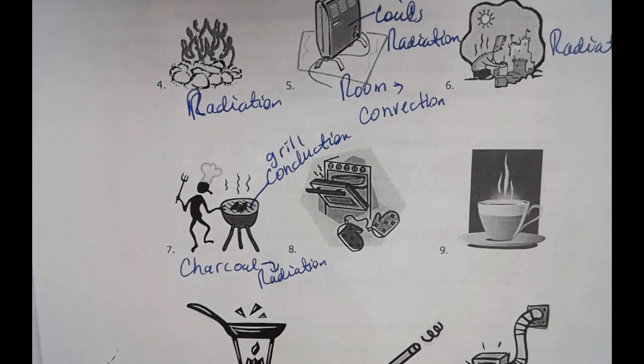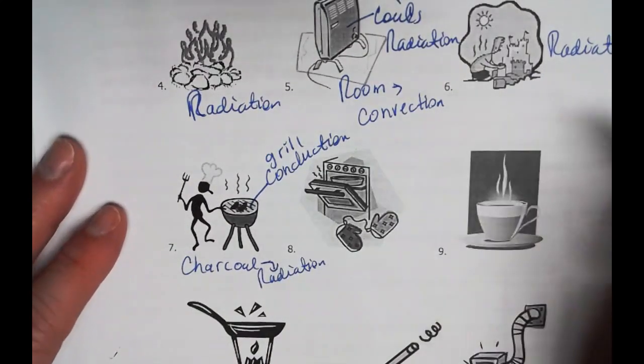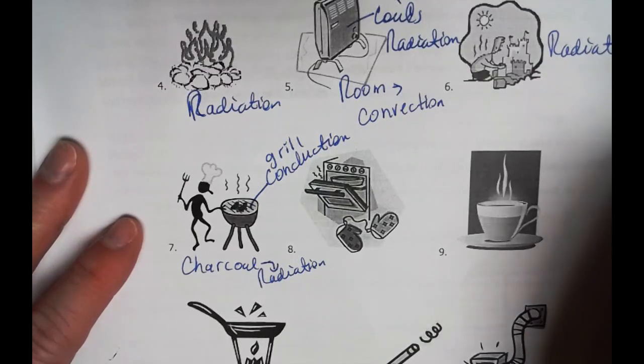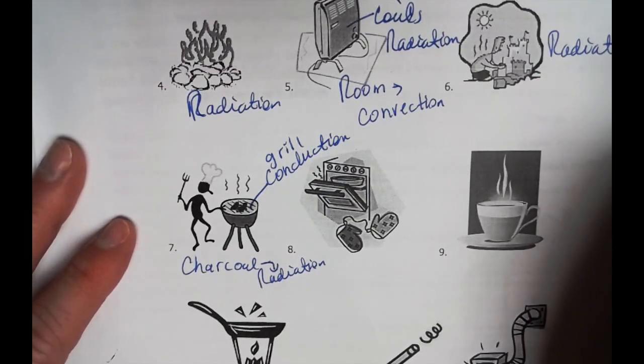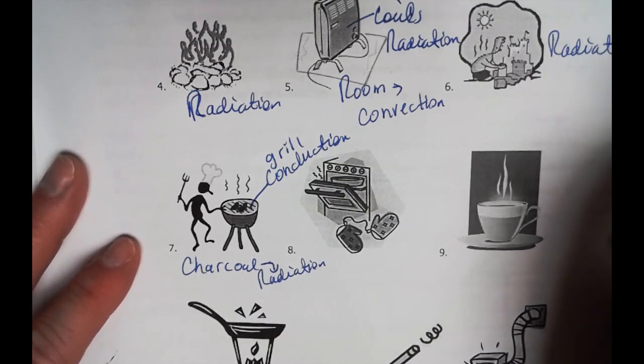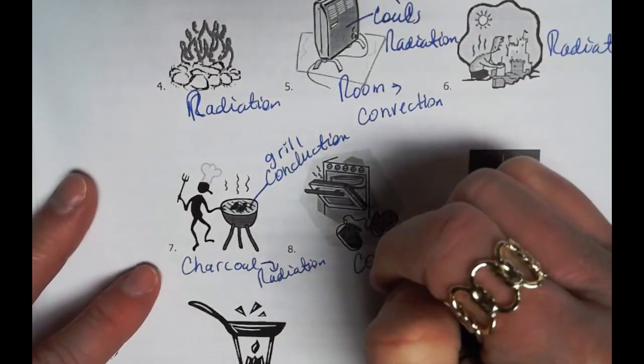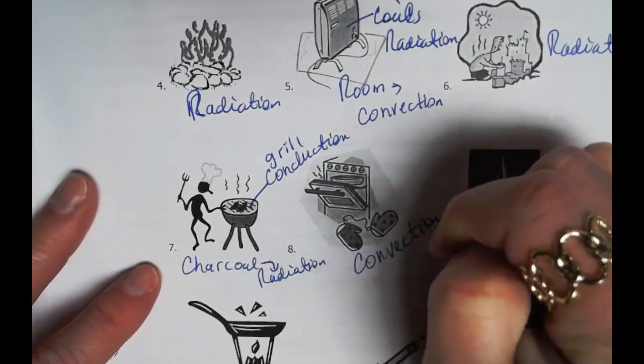The next one's convection. Okay, Brian, what about this oven? How does it bake? Radiation. Well, no, it heats up the coil thing. Conduction. No, guys. Okay, hang on. Convection. Very good.